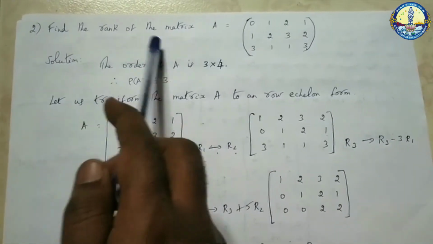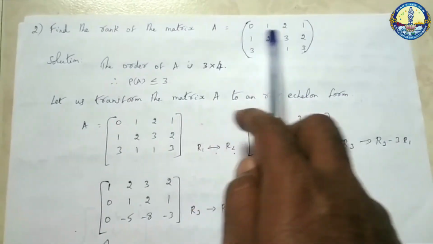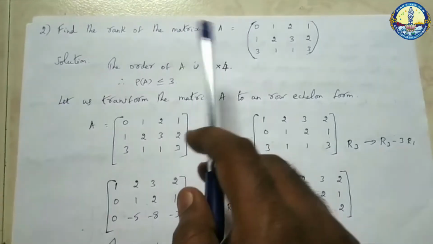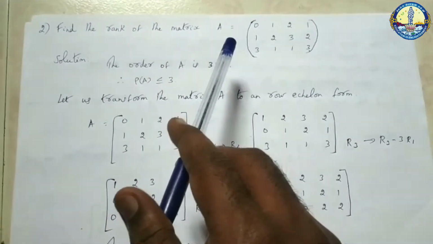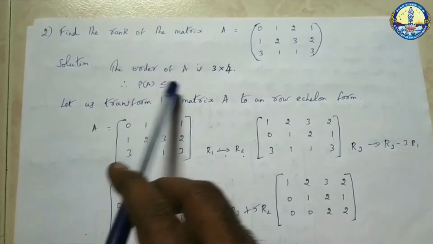Problem: find the rank of a matrix. A equals, this is a 3 by 4 matrix, that is 3 rows and 4 columns. This is the given matrix. You have to find the rank of the matrix using the row echelon form method. First, the order is 3 by 4.